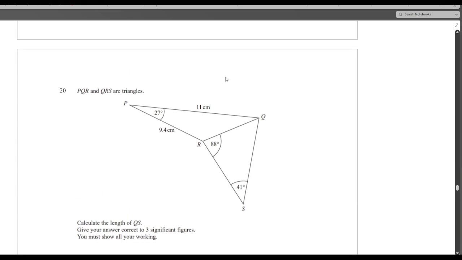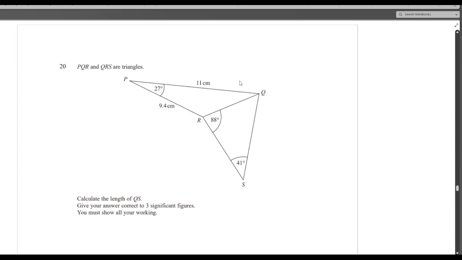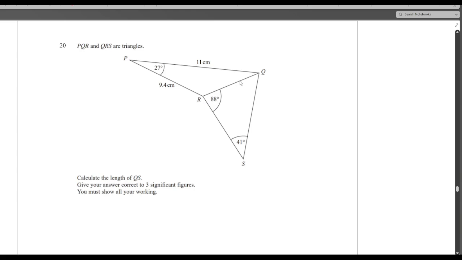Okay. Now PQR and QRS are triangles. Calculate the length of QS. Give your answer correct to 3 significant figures. So I need to find this QS. For that, first I will find QR.